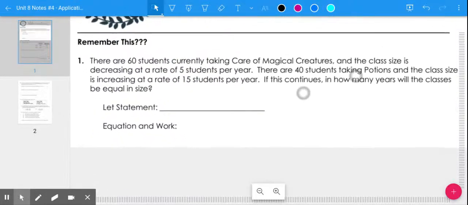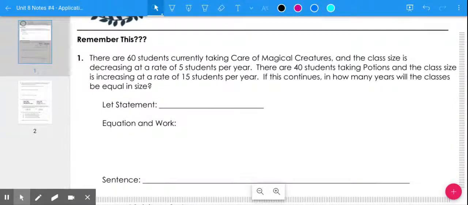All right, so looking at problem number 1. This is a problem straight out of a Harry Potter book, so if you haven't read the books, you've got some time to do that now. So I highly recommend it. There are 60 students currently taking care of magical creatures, and the class size is decreasing at a rate of 5 students per year. There are 40 students taking potions, and the class size is increasing at a rate of 15 students per year. If this continues, in how many years will the class sizes be equal?